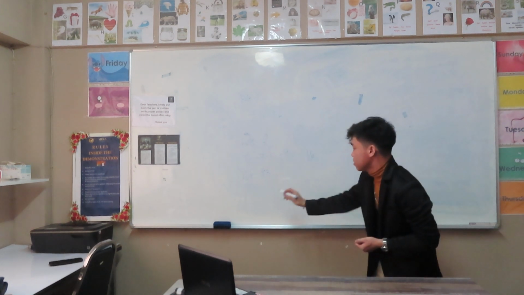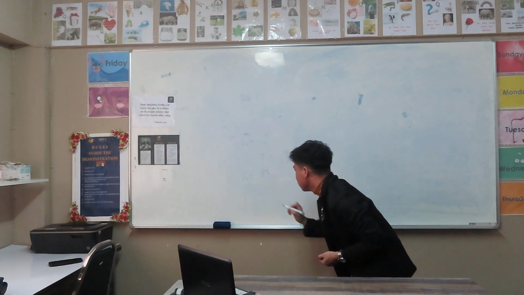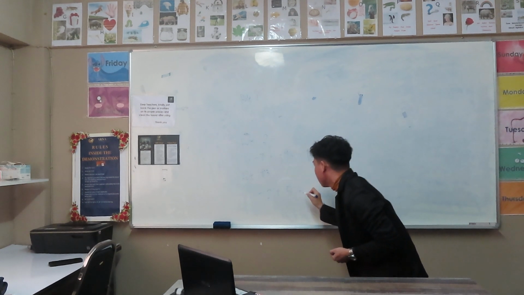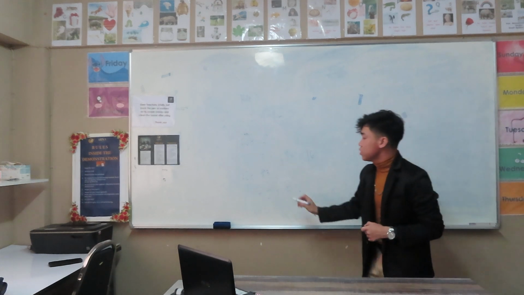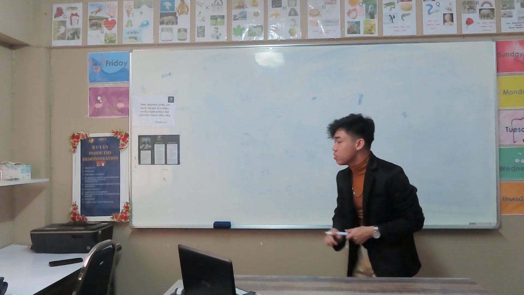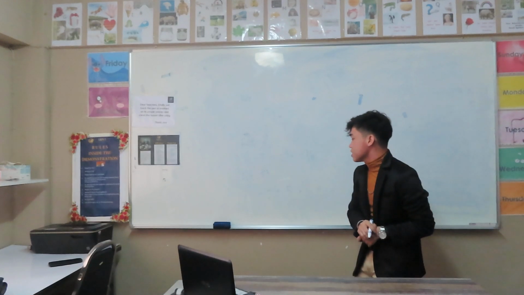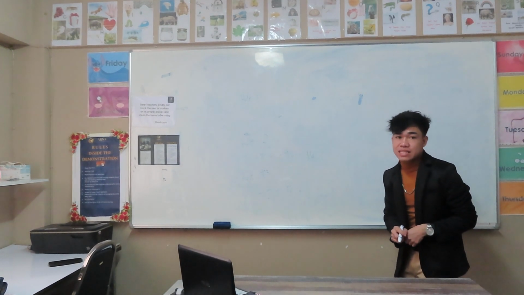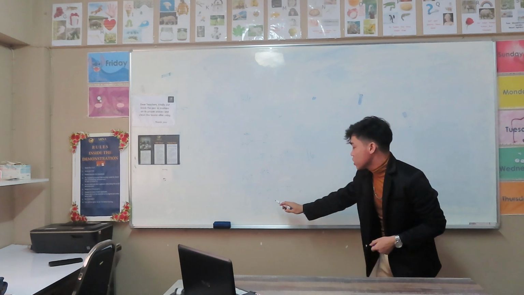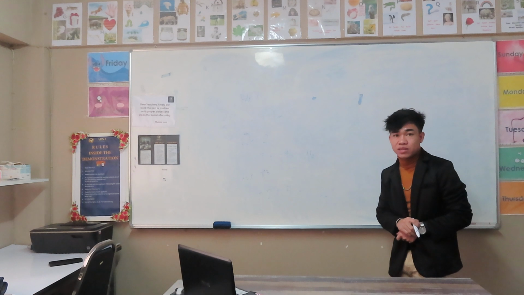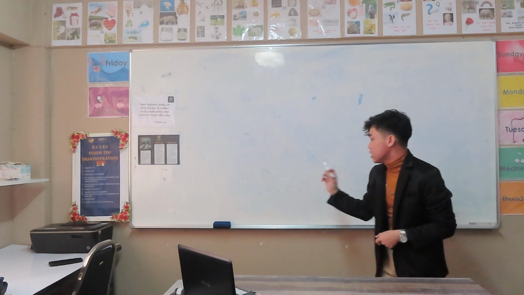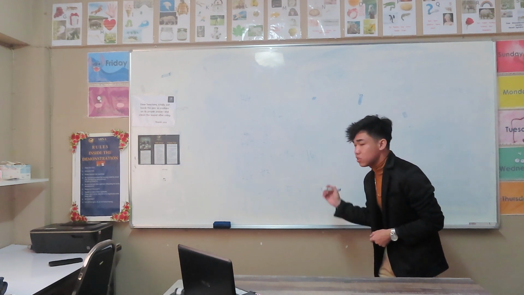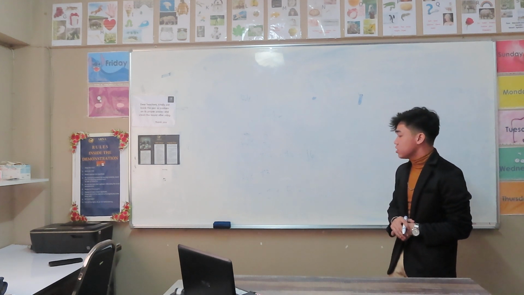What if one integer is negative and the other one is positive? What will be the answer? Okay, in rule number 3, students, take note. Rule number 3 states that if the two numbers have different signs, simply subtract the numbers and use the sign of the larger number. Again, if the two integers have different signs, simply subtract the numbers and use the sign of the larger number.